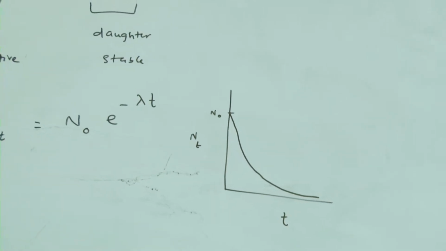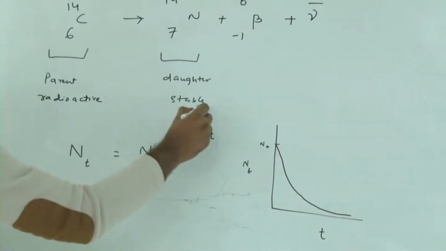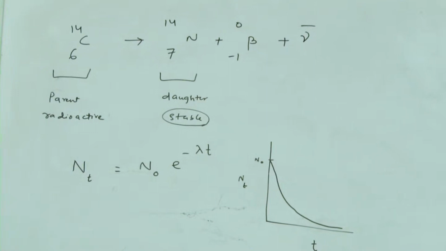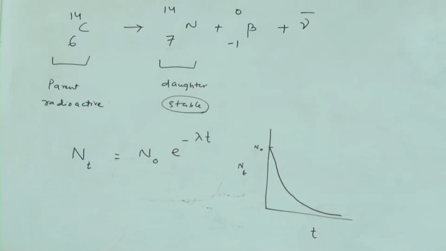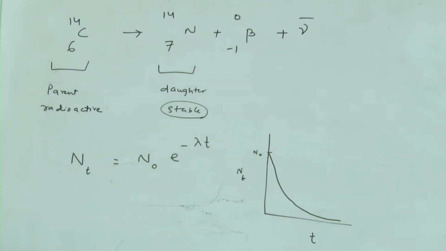Now, what we will discuss today is, if this daughter is not stable, if the daughter itself is radioactive, how this equation will follow. So, there are several examples where the daughter itself is radioactive.